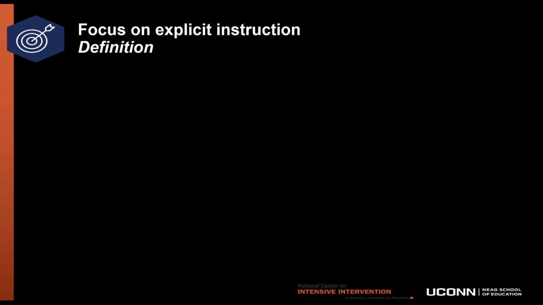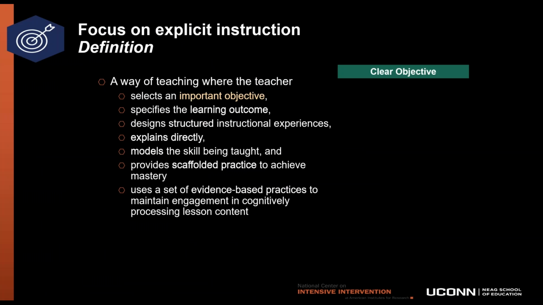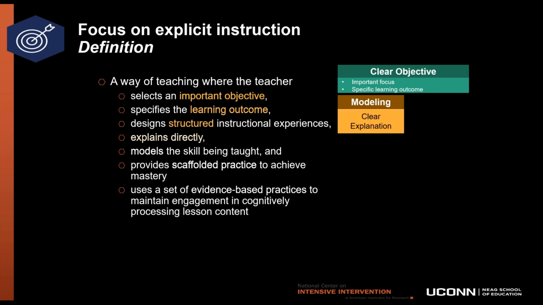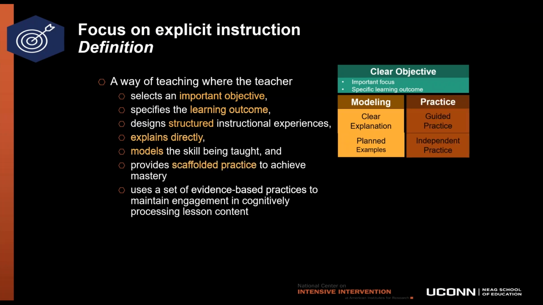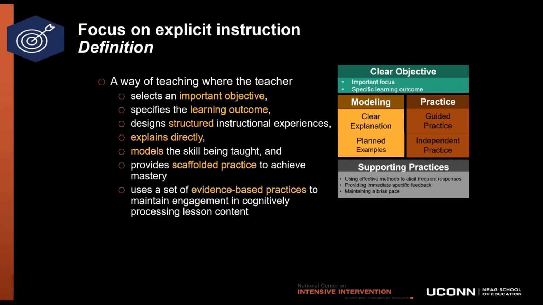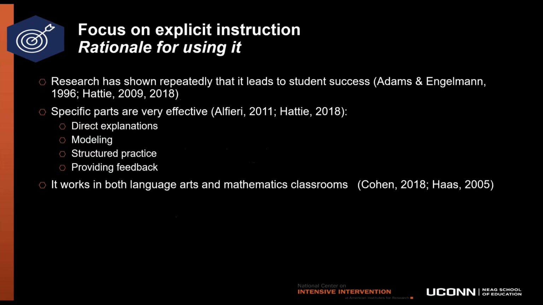So when we focus on explicit instruction, as Sarah already said, it's a way of teaching. The teacher will select an important objective, and they're going to make sure to specify the learning outcome. They're then going to design instructional experiences that first include modeling by explaining directly, and then using planned examples to model the skill being taught. And then involves practice, both guided and independent. And finally, it involves a set of supporting practices that support the explicit instruction practice that help students engage best in modeling and practice. And we're going to focus today on the modeling and practice components of this.